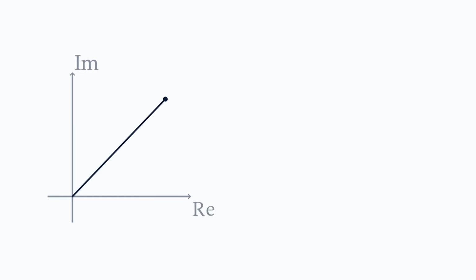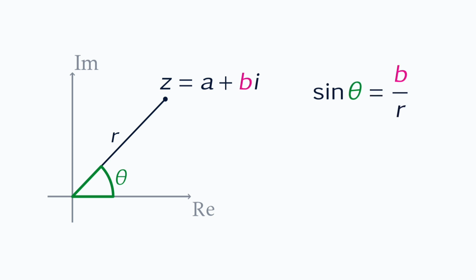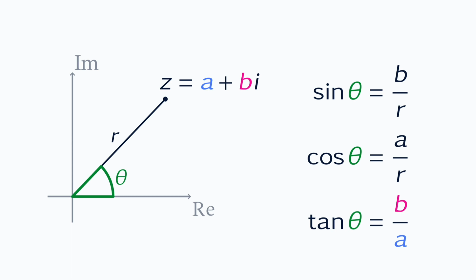For all complex numbers z equals a plus bi with the norm r, you can find the argument theta using any of these formulas. Sine of theta equals b over r. Cosine of theta equals a over r. Tangent of theta equals b over a.